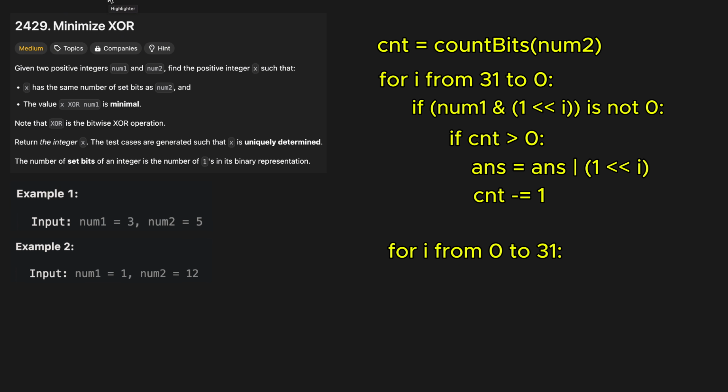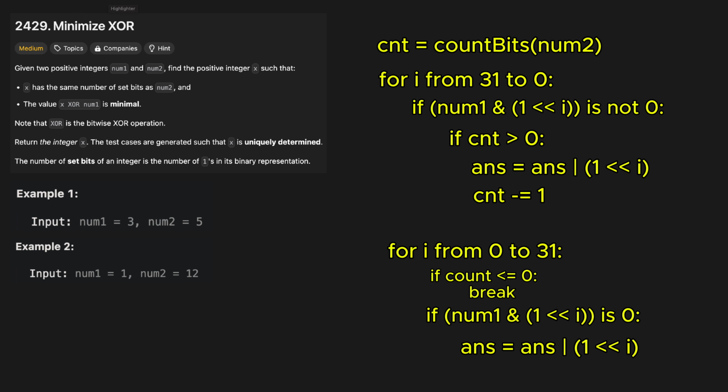So we iterate from the least significant bit, that is position 0, to the most significant bit, that is position 31. And if the bit position in num1 is not set, that means the corresponding bit in our answer is also not set, and count is greater than 0, then we will set this bit in x and decrement the count by 1. And once we are done with both the passes, we will return our answer.